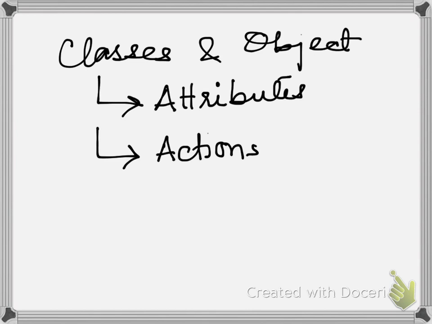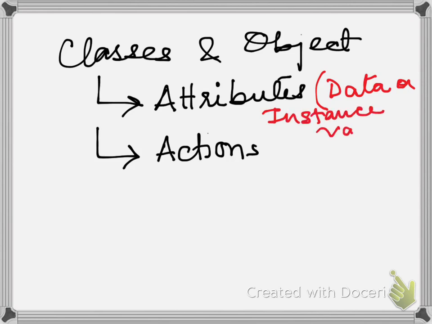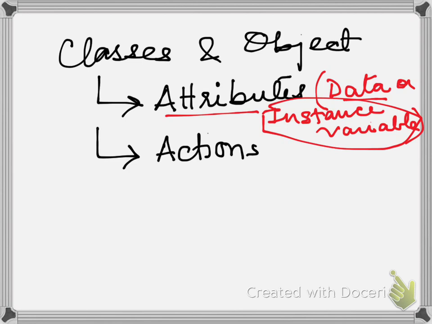So the attributes are termed as data or instance variables. Instance variable. So your attributes are known as data. That is the data part of it. They are known as your instance variables. And actions, which define what the object can do, are known as methods.